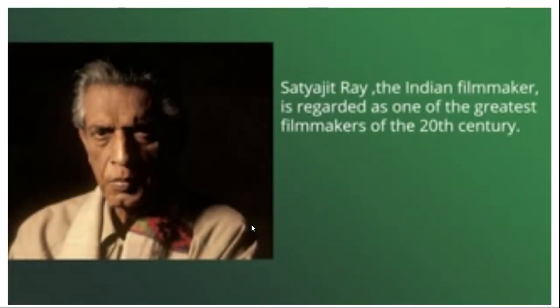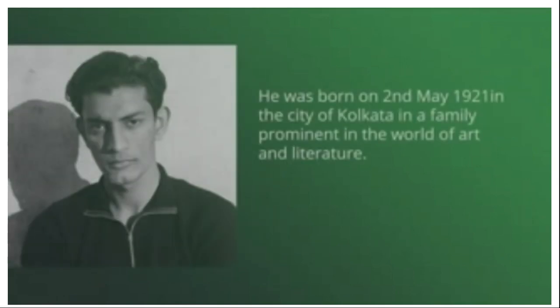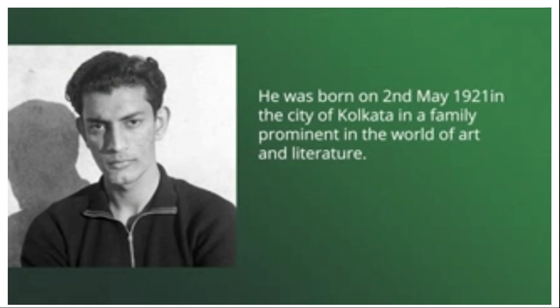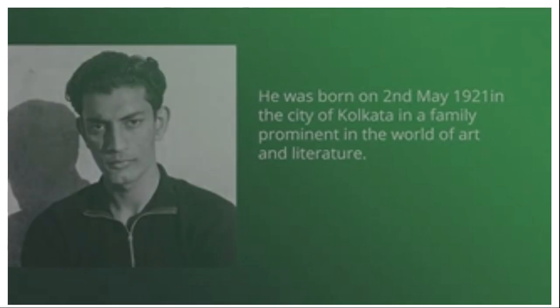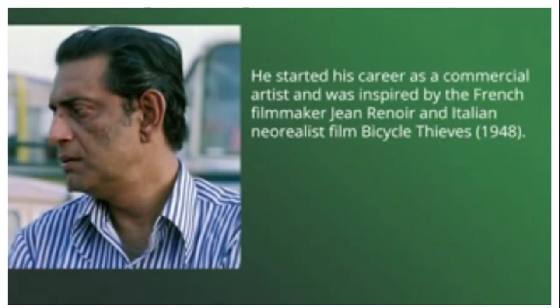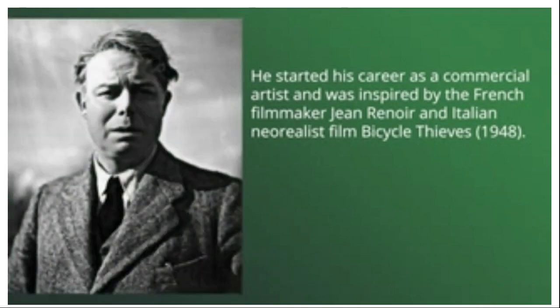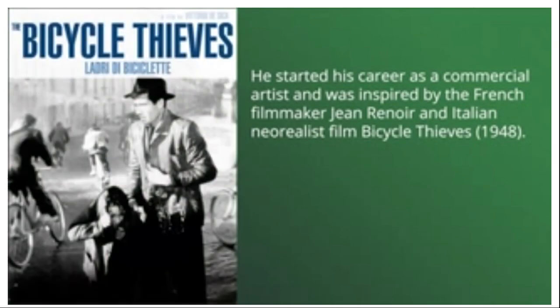Satyajit, the Indian filmmaker, is regarded as one of the greatest filmmakers of the 20th century. He was born on 2nd May 1921 in the city of Kolkata, in a family prominent in the world of art and literature. He started his career as a commercial artist and was inspired by the French filmmaker Jean Renoir and the Italian neo-realist film Bicycle Thieves in 1948.